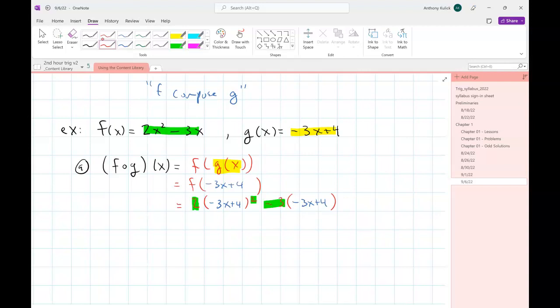So is that just the answer? No, we're not done. The composition part is over, but what should we still have to do? We still have to simplify this, right? So what's the first thing I need to do to simplify this? PEMDAS, great. So what should I look for first? Parentheses. Is there anything I can do inside the parentheses? No. Okay, exponents. How do I do negative 3x plus 4 squared?